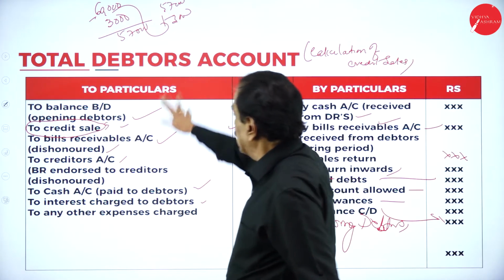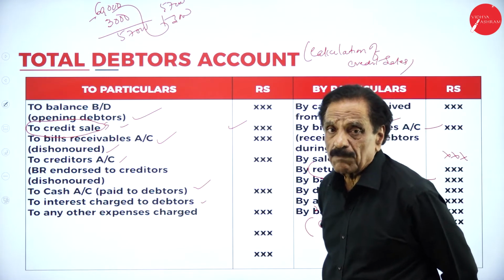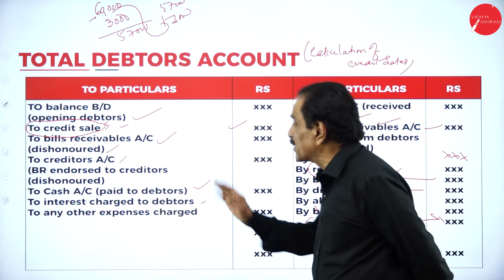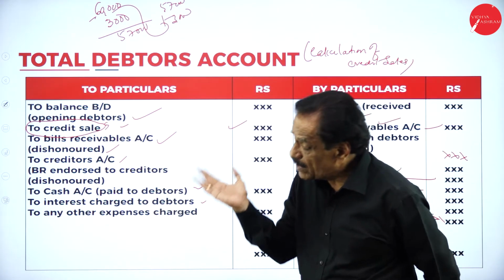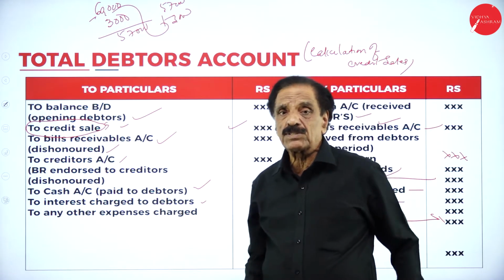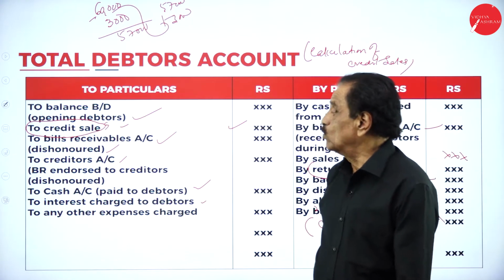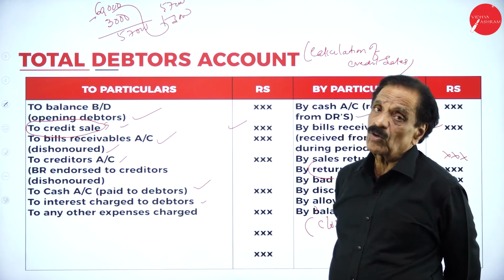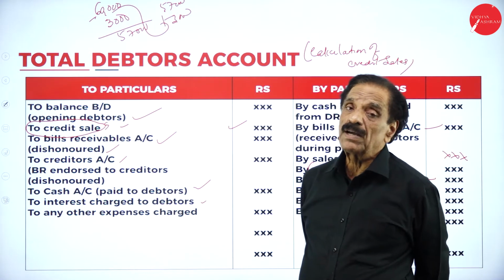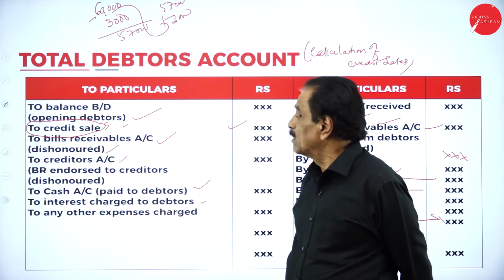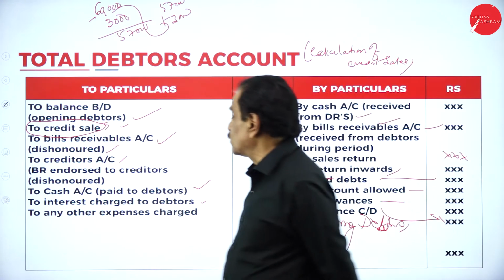Once again, I will explain the debtor account. To balance brought down, opening debtor. If you make the credit sale, your debtor account will be raised. To BR account dishonored, once again your debtor will be raised. What's the first one? To balance brought down, opening debtor. Then to credit sale, debtor account will be raised. Then to BR dishonored, your debtor account will be raised.